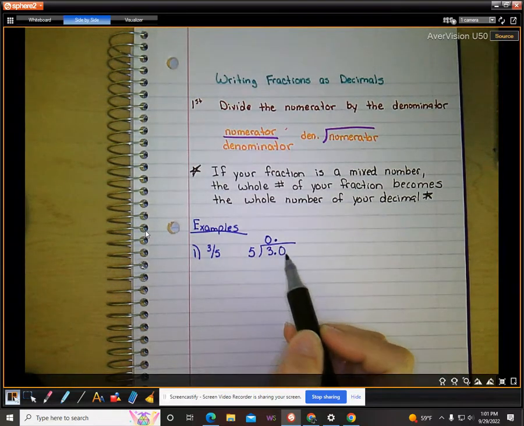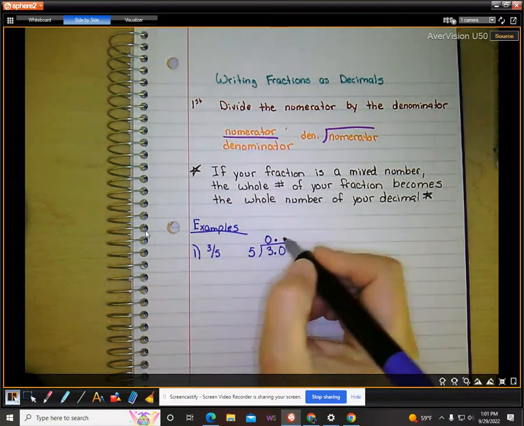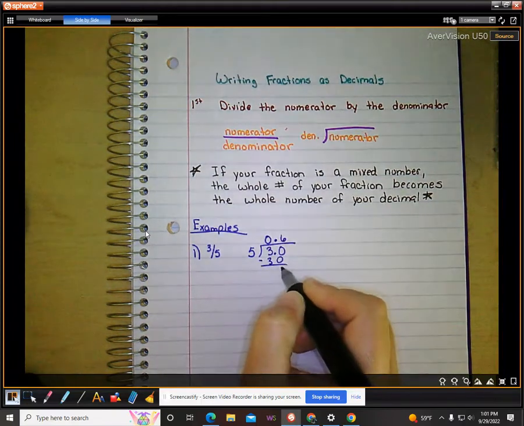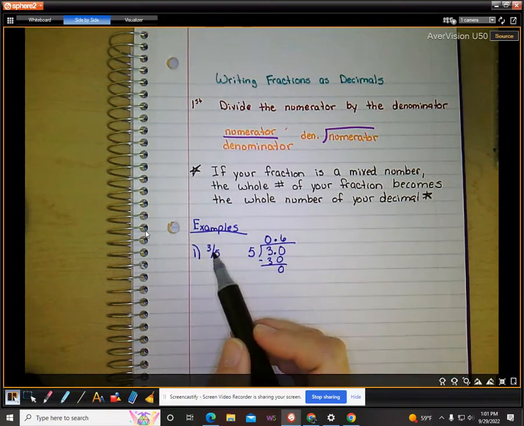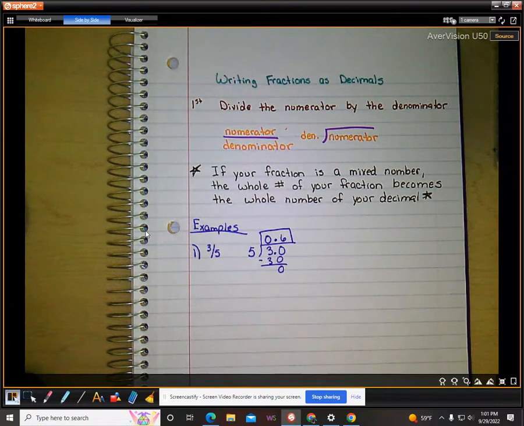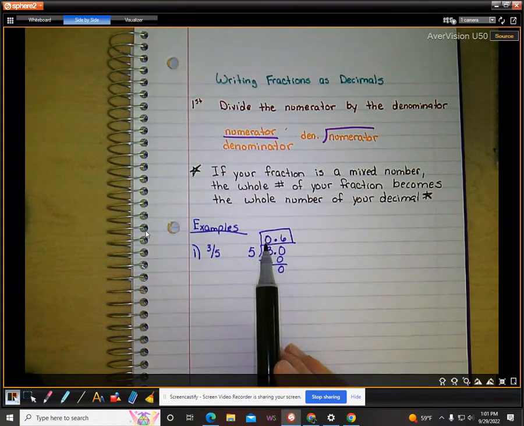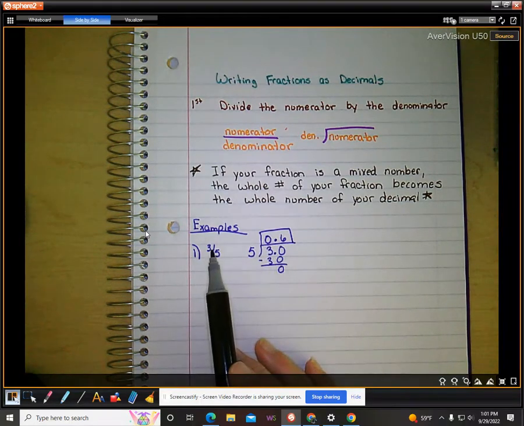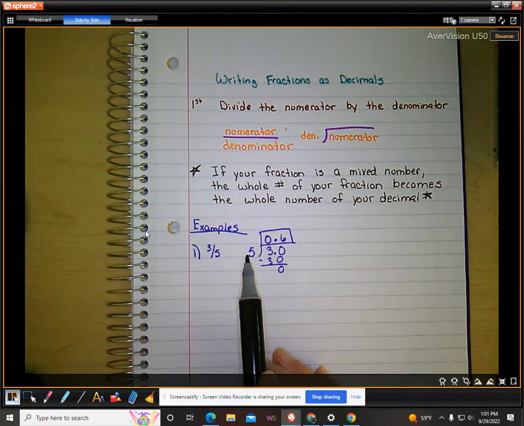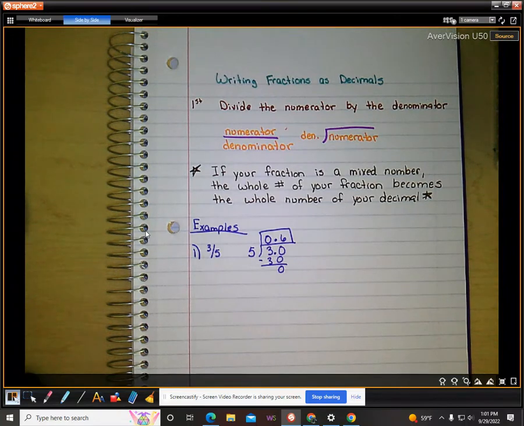So then how many times does 5 go into 30? Anicia? Yes. And 5 times 6 gives us 30. So we're all done with that division problem. So 3/5 is equal to 0.6. You have to have the 0 before the decimal point. Okay? So that is 3/5 as a decimal, 0.6, simply by just taking the numerator 3, dividing it by the denominator 5. Questions on that one?